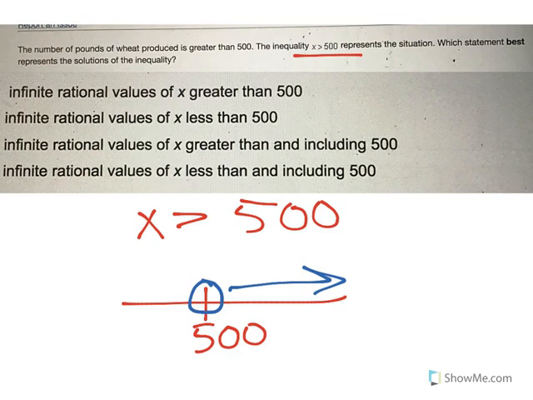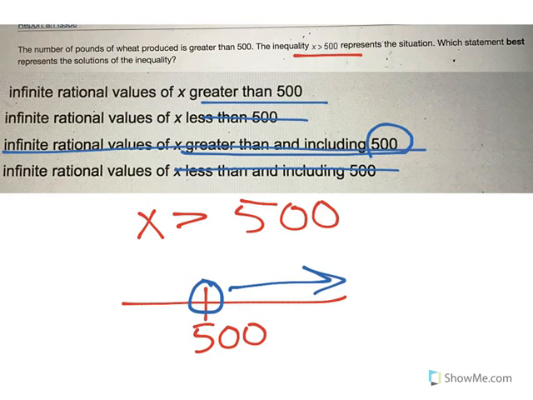So what would our answer be? Obviously not less than 500, but then I have to ask, is it just greater than 500, or is it greater than 500 including 500? Now, does it include 500? Did I have the equal line underneath it? I did not. Therefore, it can't be this one because it doesn't include 500. Because my circle is open, it's any number greater than 500.